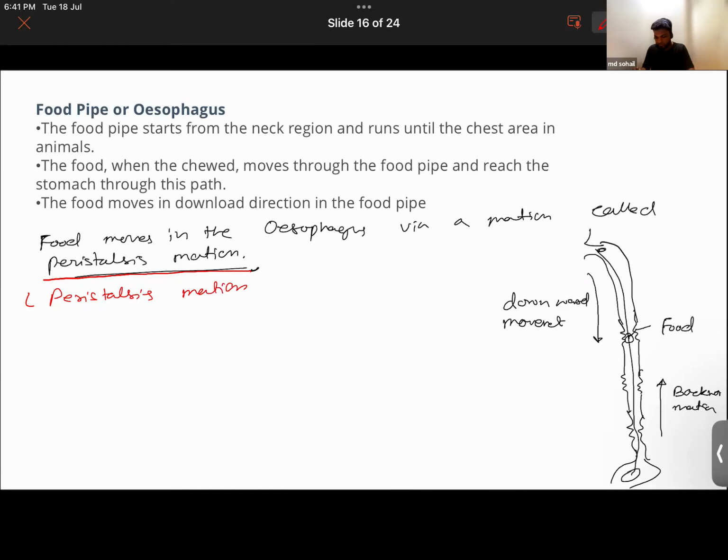So see over here in the diagram, this is a food particle. This food particle is moving in the food pipe via alternate contractions and relaxations of the muscles. Isn't it, Vaiga? Yes, sir. So peristalsis motion is the alternate contraction.